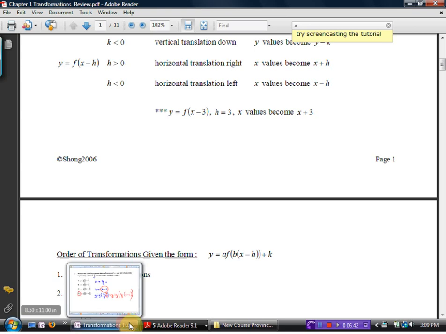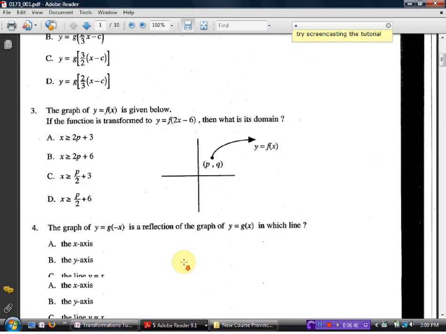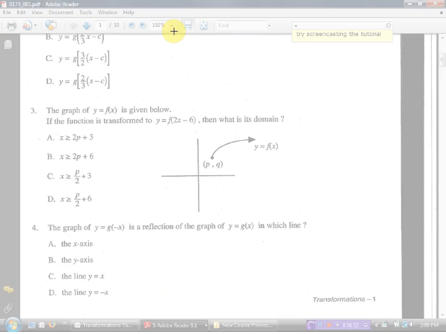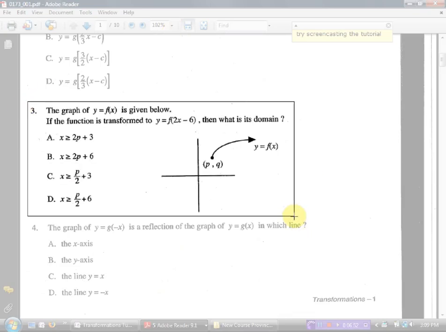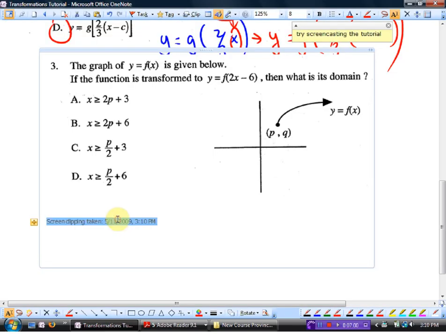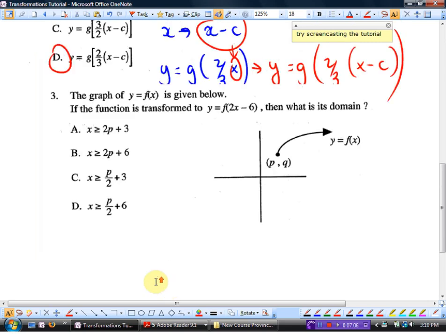So let's look at a few more. Number 3. Now, there's only so many questions we can ask you that say, find the point or tell me the transformation. Eventually, we'll try and mix and match a little bit. We'll start asking questions about things like the domain and stuff like that. So, looking at number 3.